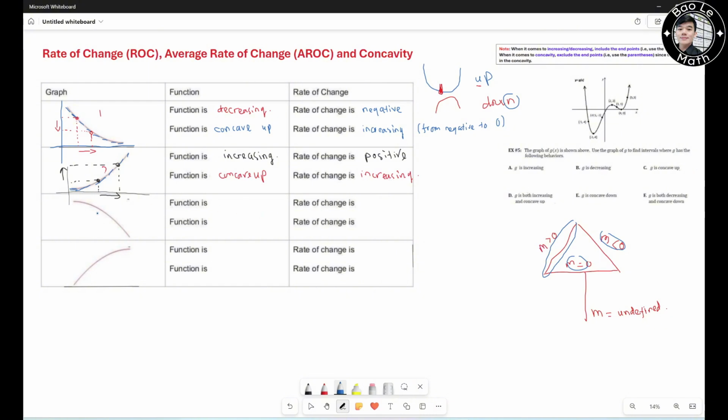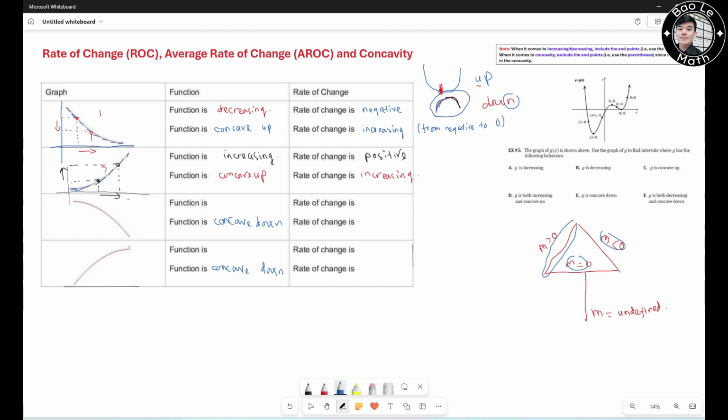Alright, let's move on to the last two right here. The last two, which is the bottom one right here, concave down. The first one is the right half right here. And the last one right here is the left half. So we see that the function is concave down. This is concave down.